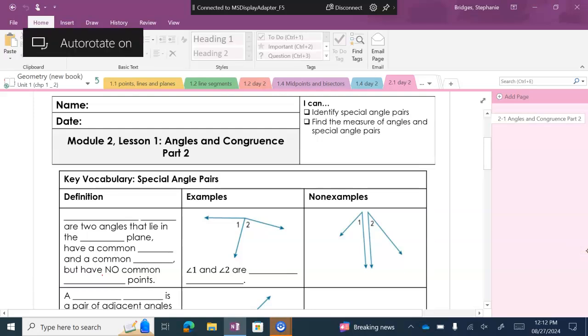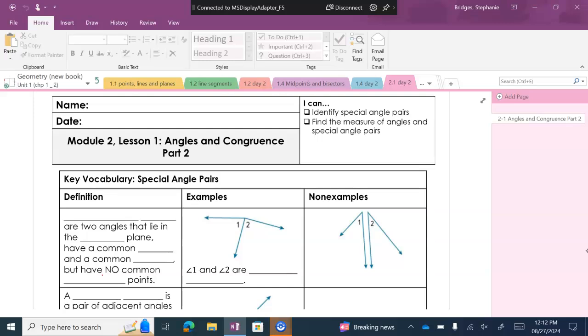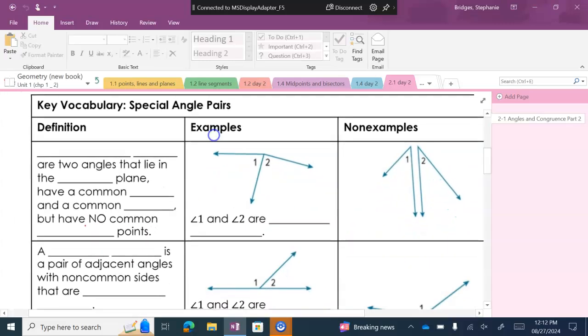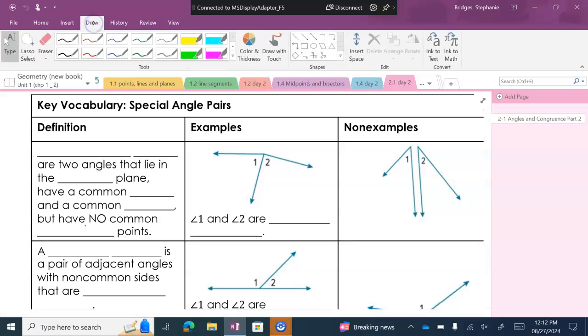Right, so yesterday we talked about angles and how to name angles and congruent angles and angle bisectors. So today we're going to talk about a couple of different types of angles. The first one we're going to talk about is what we call adjacent angles. Okay, so that is A-D-J-A-C-E-N-T. Adjacent angles.